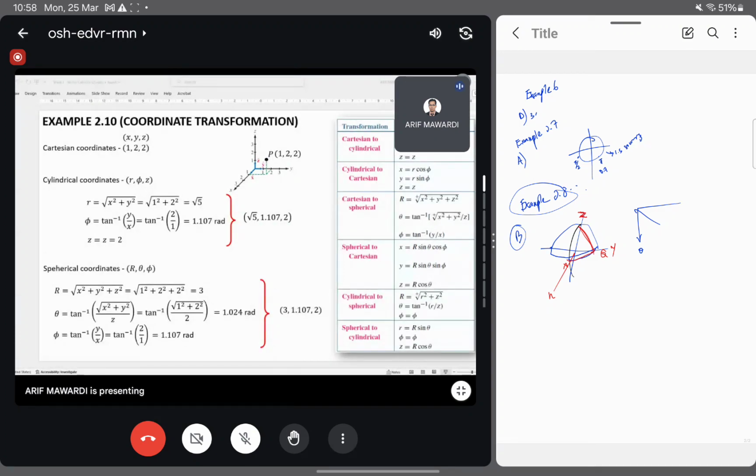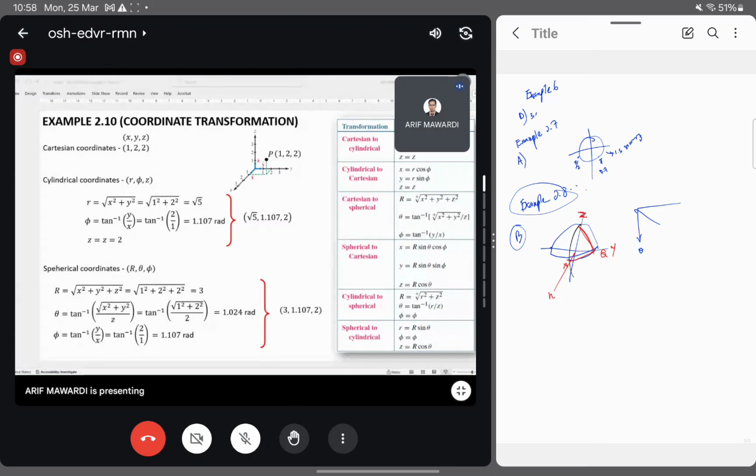So let me remind you again. These coordinates and these coordinates are referring to the same point. They are just different ways of referring to the same point. For this one, we are using the Cartesian coordinate system, and for this one, we are using the cylindrical coordinate system. So they are both referring to the same point.